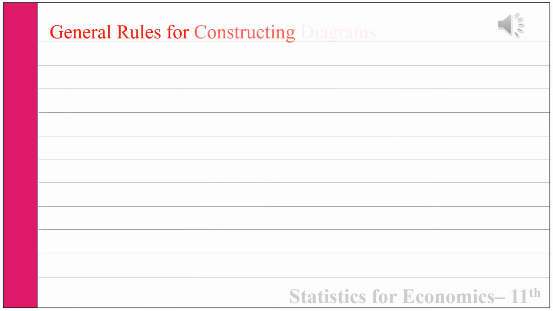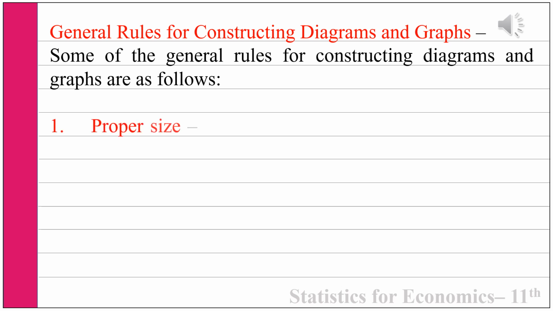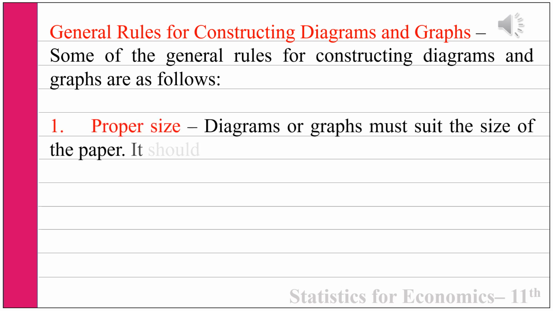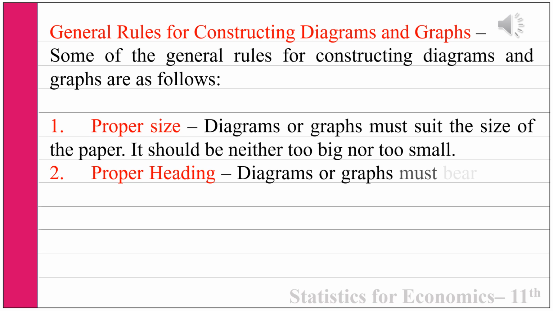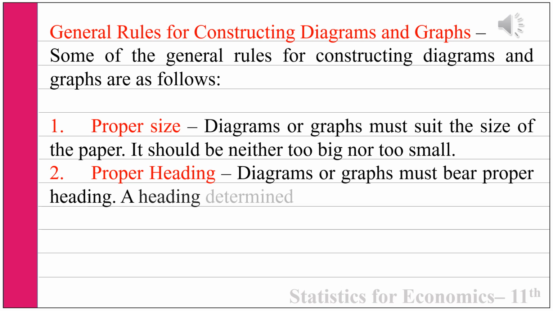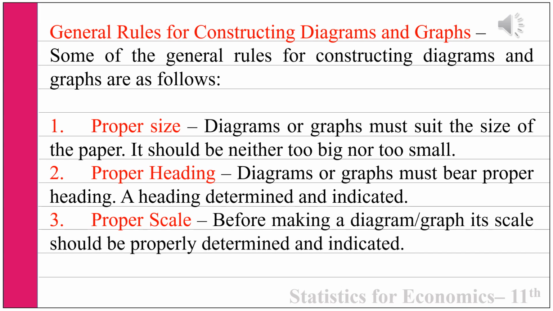General rules for constructing diagrams and graphs. Some of the general rules for constructing diagrams and graphs are as follows. 1. Proper size. Diagrams or graphs must suit the size of the paper. It should be neither too big nor too small. 2. Proper heading. Diagrams or graphs must bear a proper heading. A heading should be determined and indicated. 3. Proper scale. Before making a diagram or graph, its scale should be determined.